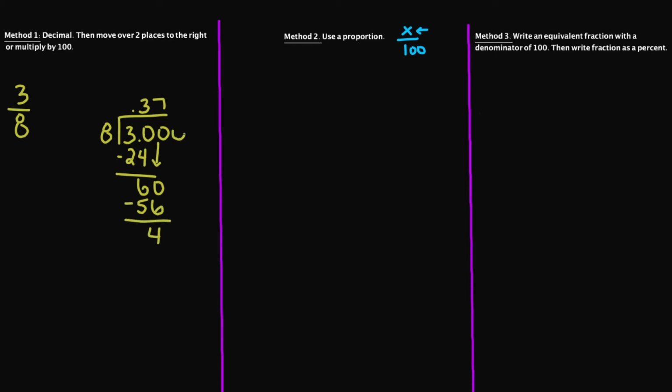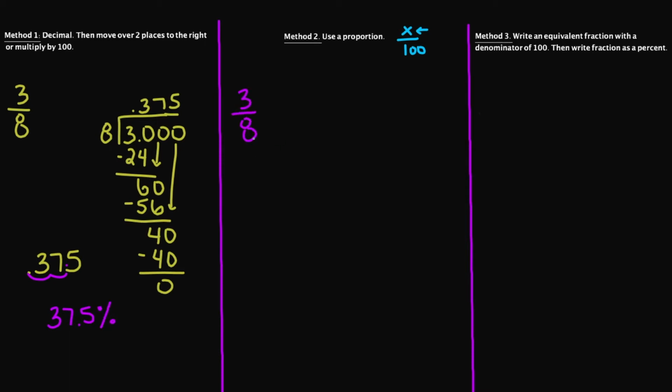I'm going to bring down a 0 again. 8 goes into 40 5 times. I'm going to bring my 5 up here. 8 times 5 is 40. 40 minus 40 is going to equal 0. So as a decimal, we have 0.375. And if I want to convert this to a percent, I'm going to move over 2 decimal places to the right or multiply by 100. So we have 1, 2. So as a percentage, you're going to get 37.5%.